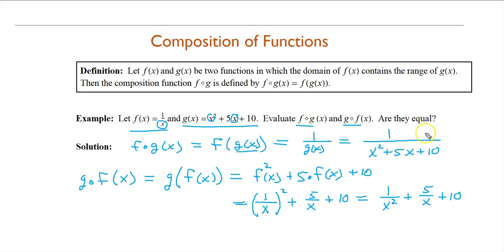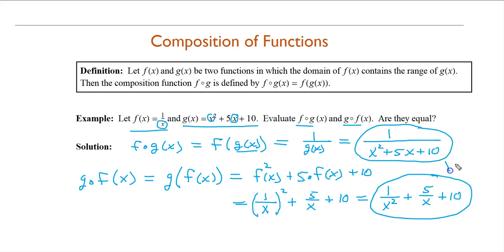Now notice that these two functions are not equal to each other. This is not the same as this down here. So in general, that's normally going to be true. F composed with g will not equal g composed with f. So we don't have a commutative property there. We can't just flip the f and g around and get the same thing back. They usually will be different.